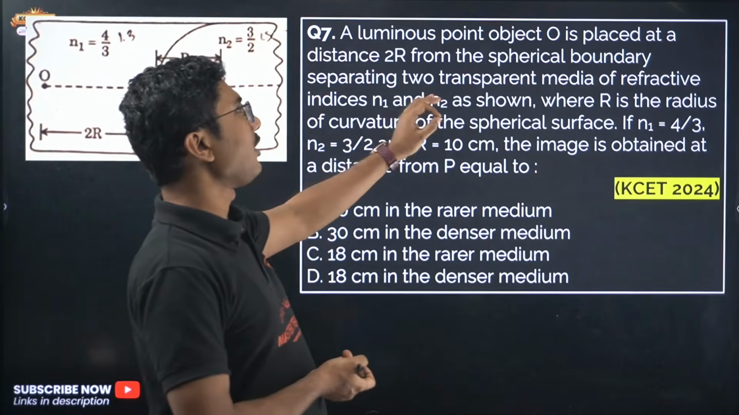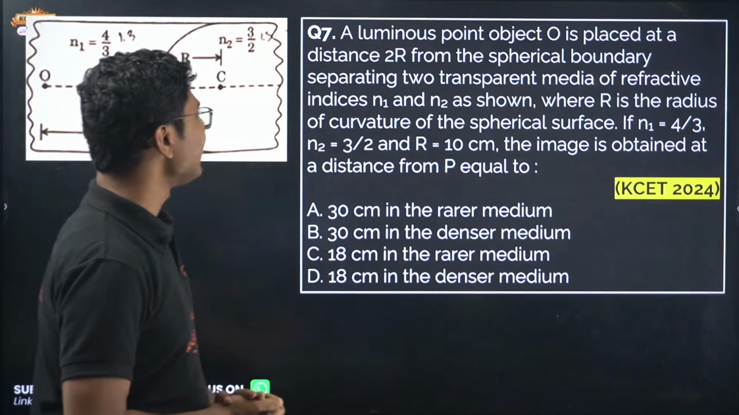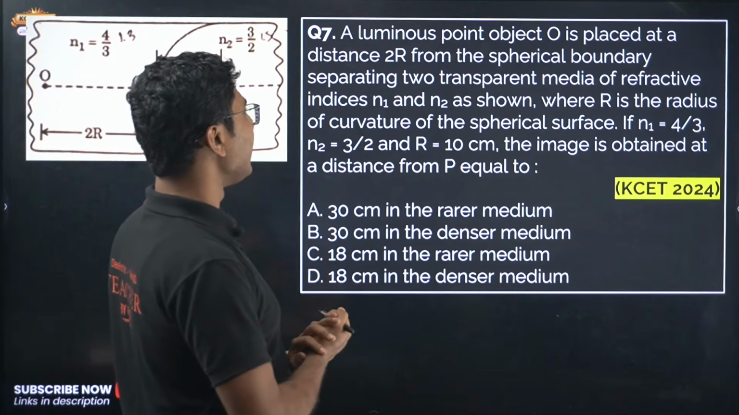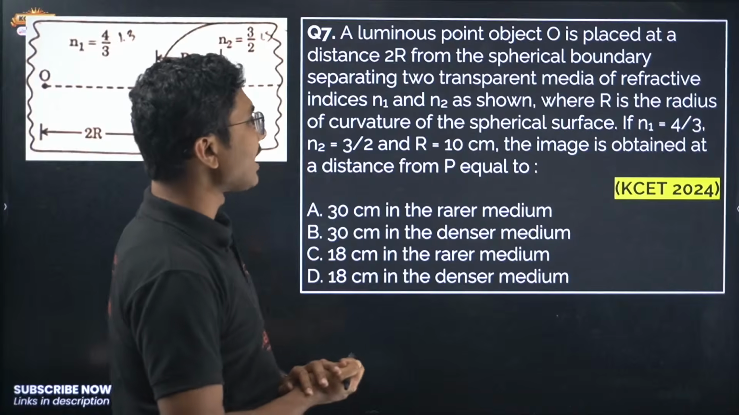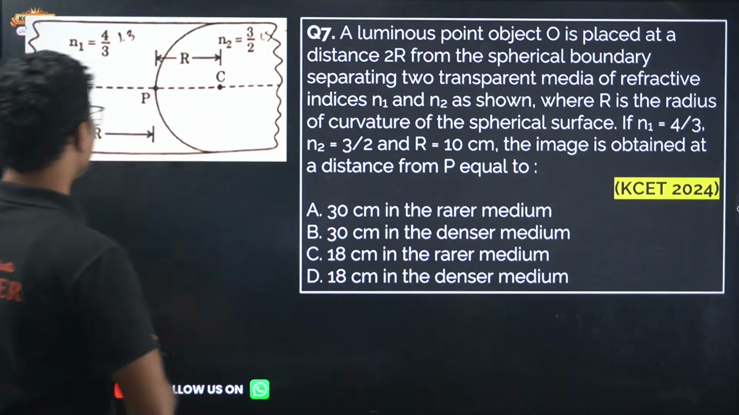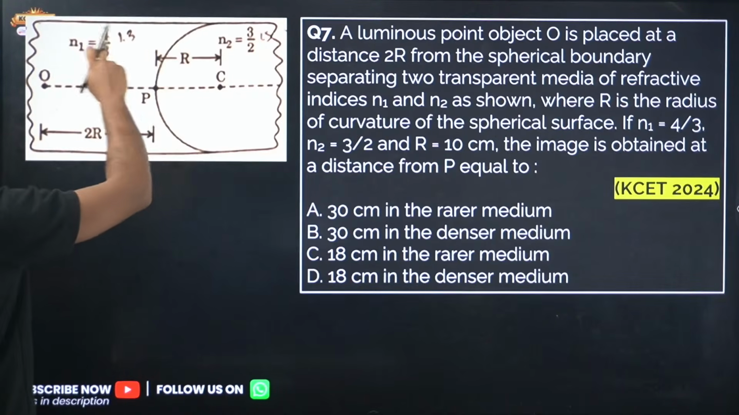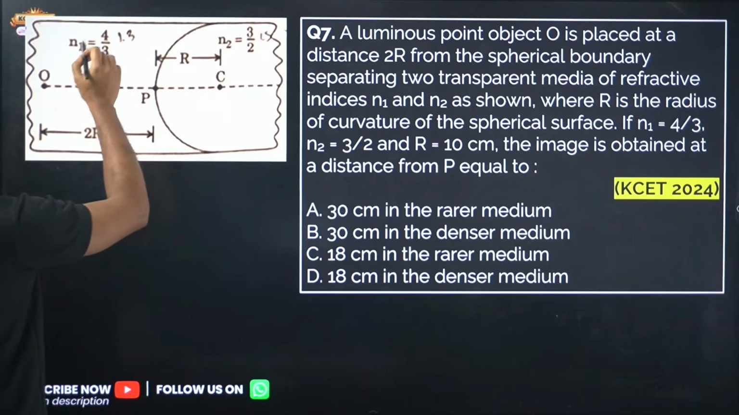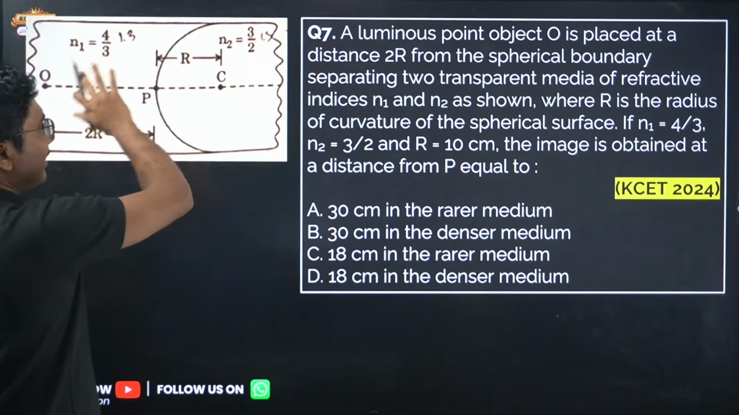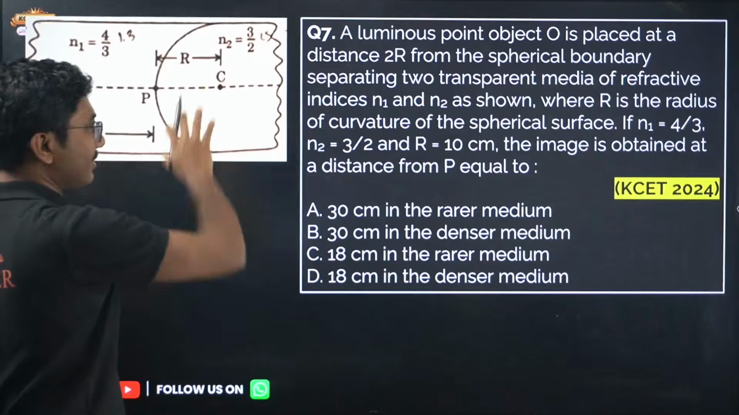A luminous point object O is placed at a distance 2r from a spherical boundary separating two transparent media of refractive indices N1 and N2. So here we have two refractive indices N1 and N2. N1 is 4/3 and N2 is 3/2. So this is water, this is air. So this is glass. Okay.